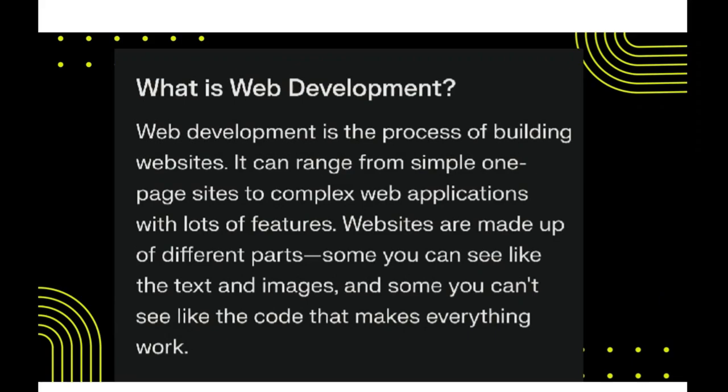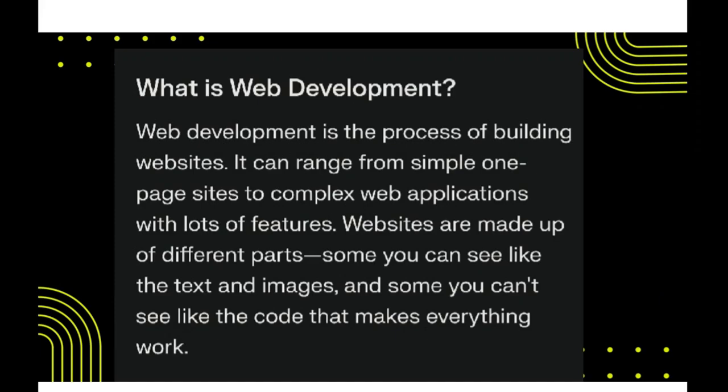First of all, what is web development? Web development is the process of building websites. It can range from simple one-page sites to complex web applications with lots of features. Websites are made of different parts. Some you can see, like the text and images, and some you can't see, like the code that makes everything work. It is like making a big puzzle. Each piece of the puzzle is important to create a complete picture.